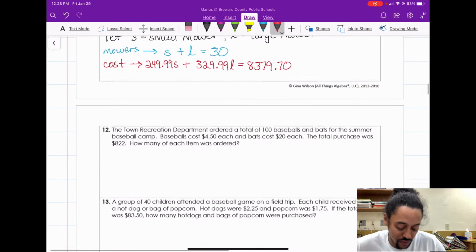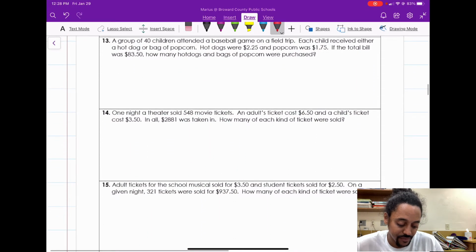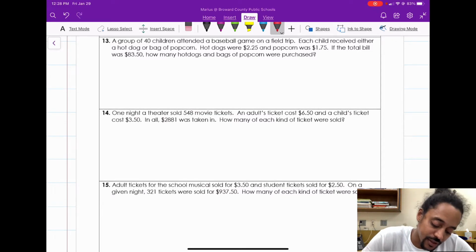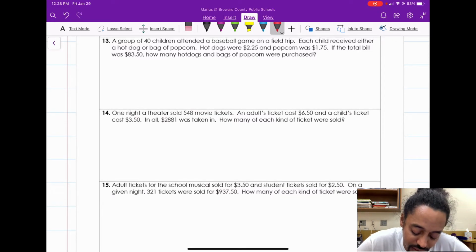Let's continue moving on. Number 13. Number 13 reads, a group of 40 children attended a baseball game on a field trip. Each child received either a hot dog or bag of popcorn. Hot dogs were $2.25 and popcorn was $1.75. If the total bill was $83.50, how many hot dogs and bags of popcorn were purchased?